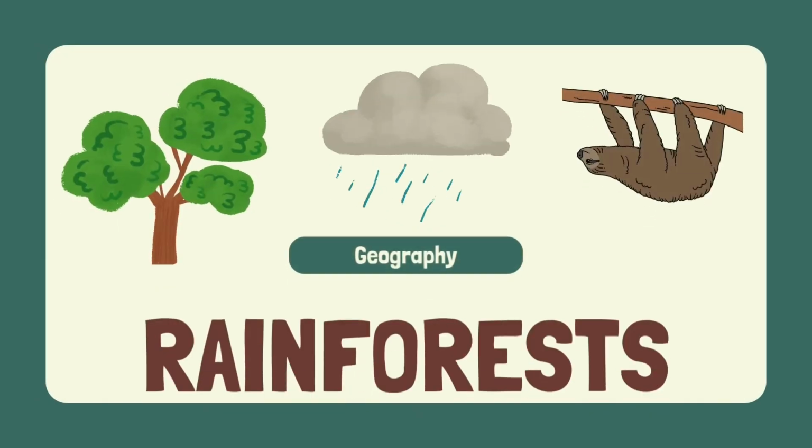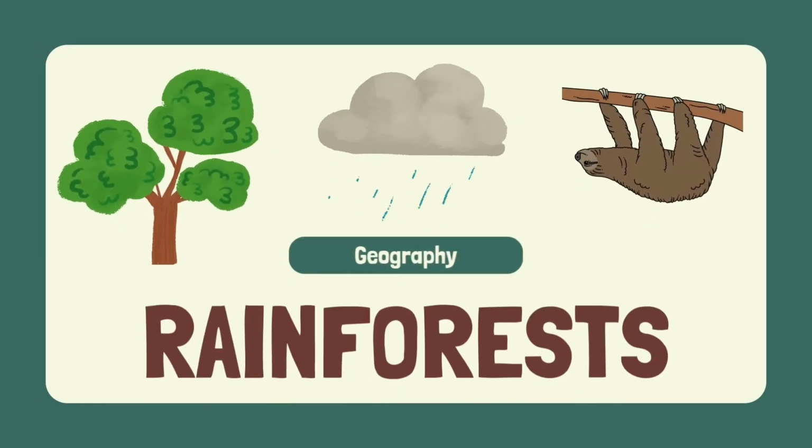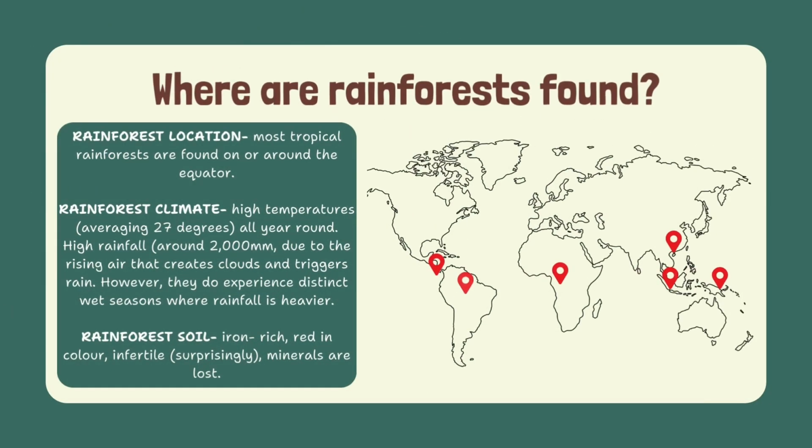Paper 1, Section 2, Tropical Rainforests. Where are rainforests found? Most tropical rainforests are found on or around the equator.